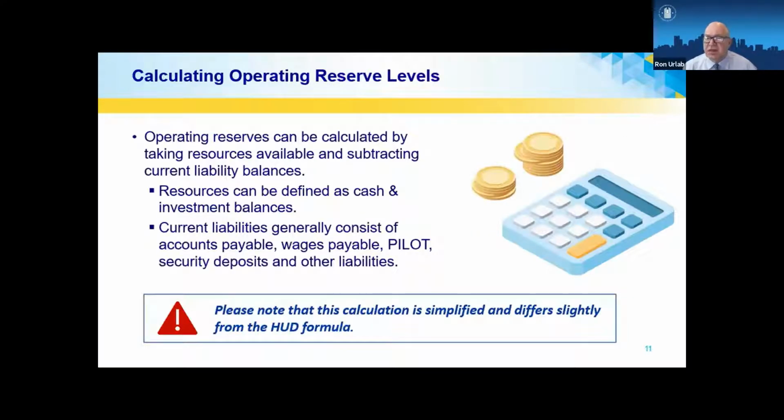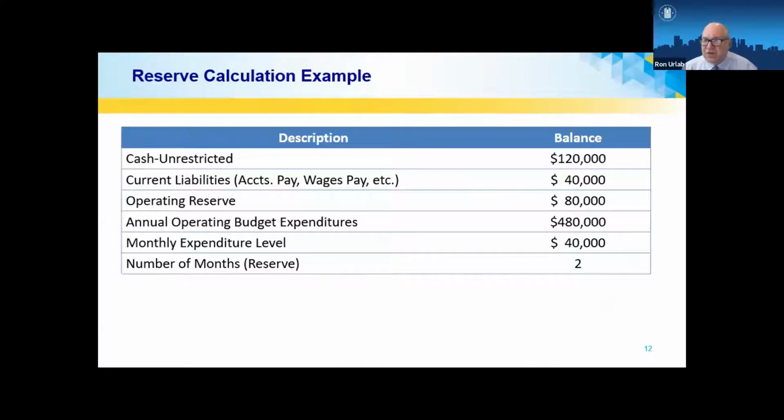So again, think about this as how much money would be left over after I pay my liabilities. Now there is a somewhat more complicated formula, and we're simplifying this a little bit, but our point is that you understand the concept here. Going to the next slide, let's show an example. So here's a reserve calculation. In public housing, they have $120,000 in cash. They owe $40,000 in accounts payable, wages payable, etc. So if they pay their bills, it would be $80,000 left over.